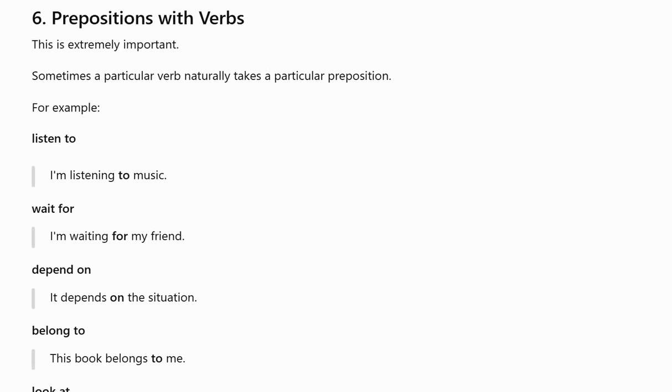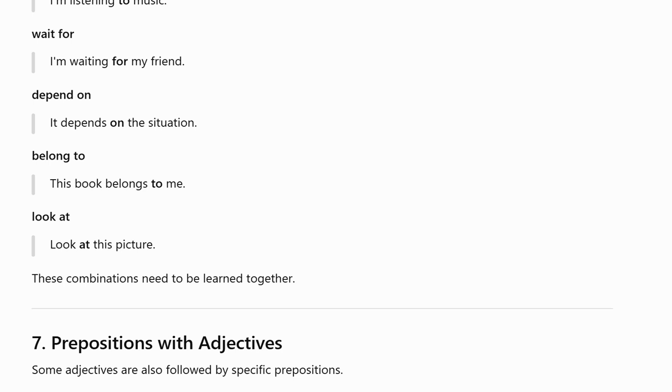Prepositions with verbs. This is extremely important. Sometimes a particular verb naturally takes a particular preposition. For example, listen to. I'm listening to music. Wait for. I'm waiting for my friend. Depend on. It depends on the situation. Belong to. This book belongs to me. Look at. Look at this picture. These combinations need to be learned together.